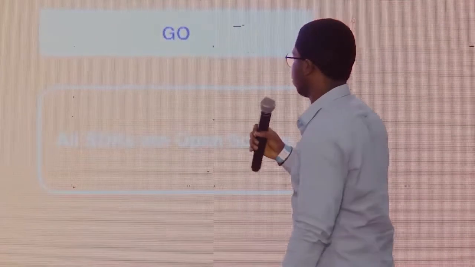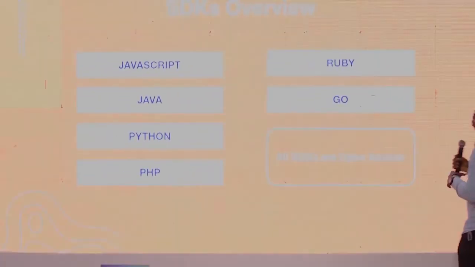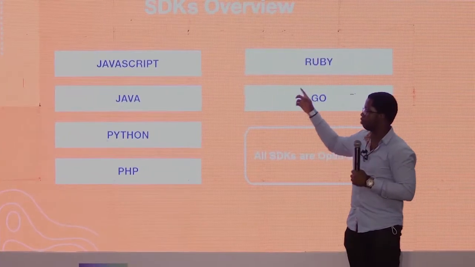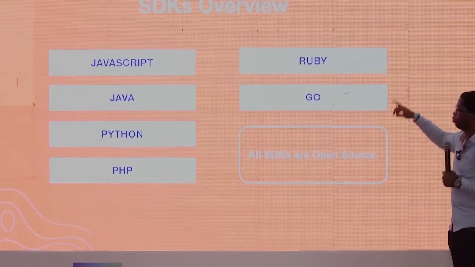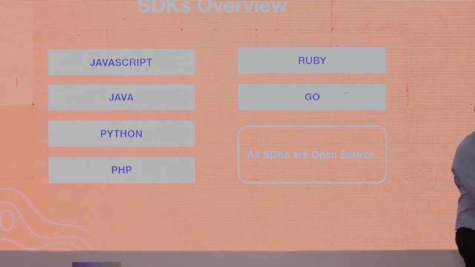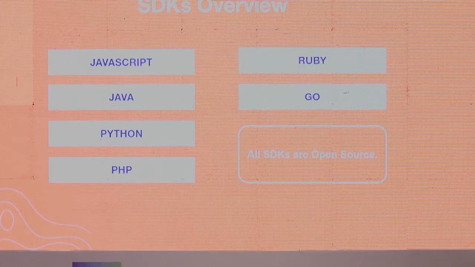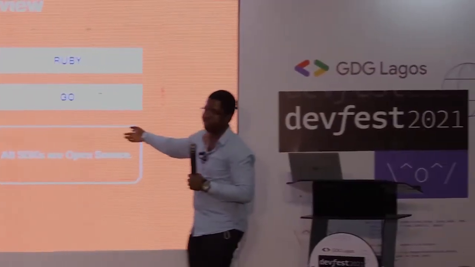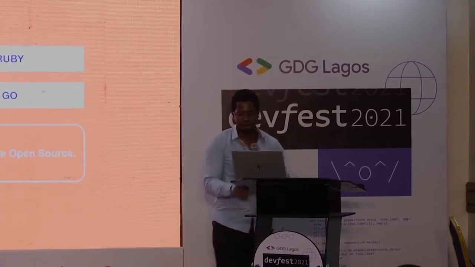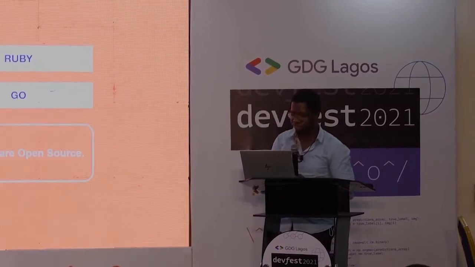So maybe you're wondering, is the language I write supported by Elarian? Well, at the moment, we have SDKs for each of these programming languages: JavaScript, Java, Python, PHP, Ruby, Golang, and there are a couple of others coming along. And obviously, the SDKs are open source, so in case you want to take a look and make some interesting changes, I'm sure we'll review them and see how that goes.